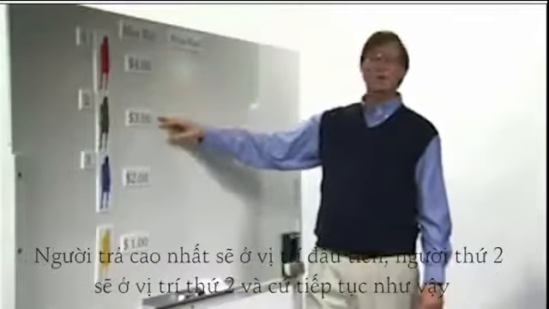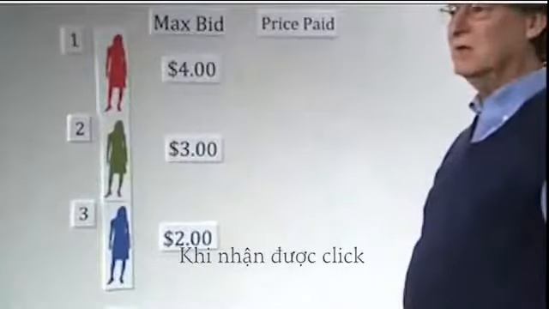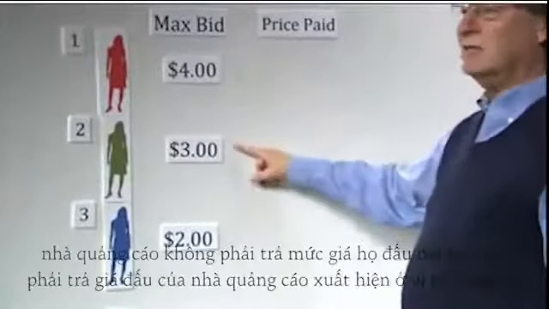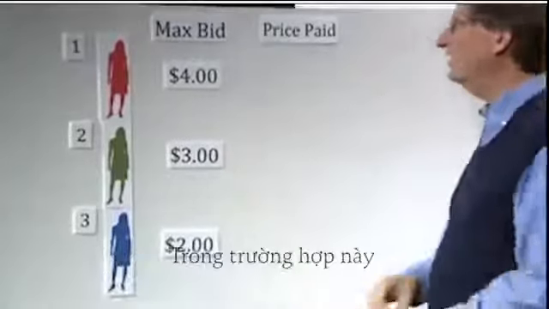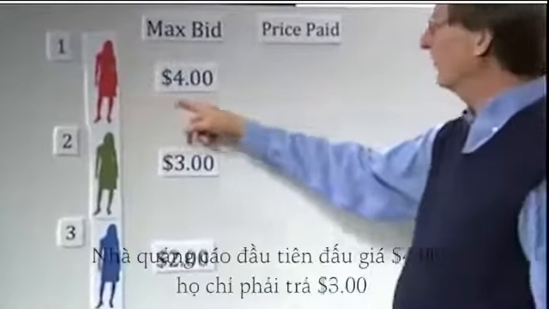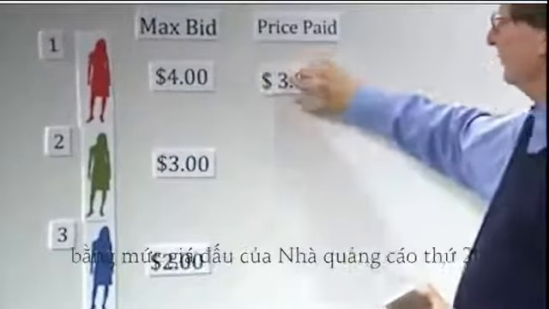How much do I actually pay for a click? Well, we use the same logic as in the simple example I presented a few minutes ago. Namely, you pay the minimum amount that's necessary to retain your position. So think of the advertiser in position 1. He's competing with the advertiser in position 2.